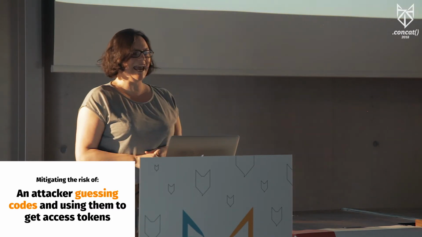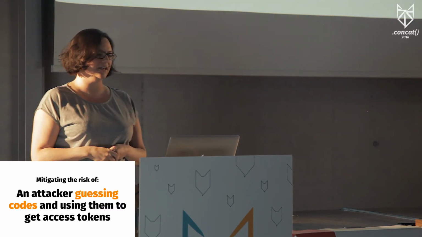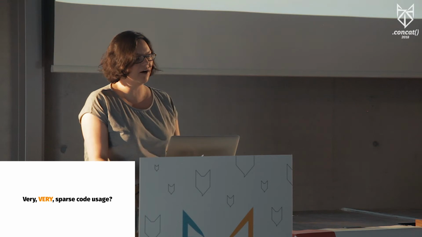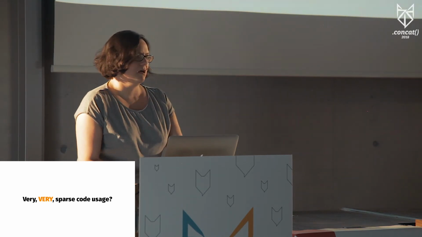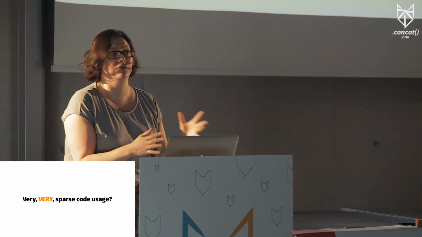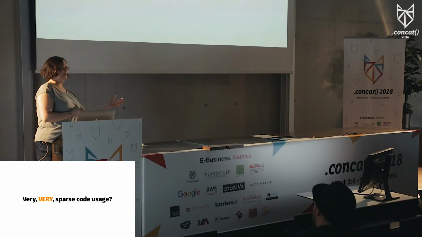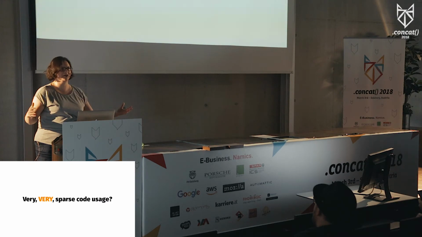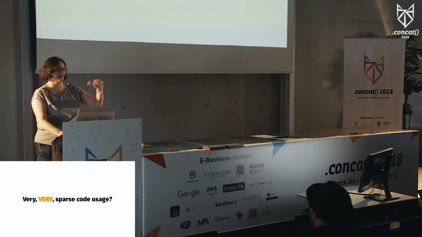So, mitigating the risk of an attacker guessing codes to get access tokens. You could use very, very sparse code usage, making it really hard to guess. Unfortunately, that requires really long codes, which is the exact opposite of what I said you wanted for usability. You want shorter codes. This is basically how access tokens work. They're just long and hard to guess. The whole point is you want something easy to read, so this is not a great solution.